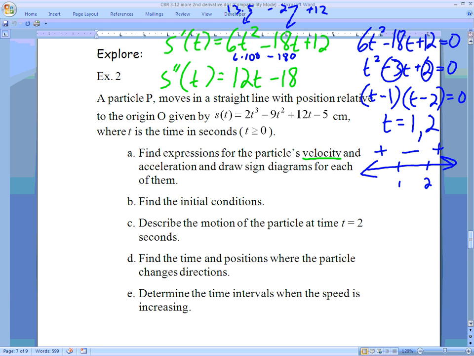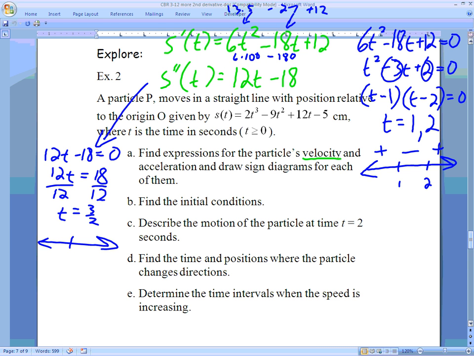For the second derivative, I'm going to do my work over here. I set 12t minus 18 equal to 0. Add 18 to both sides. I get 12t equals 18. Divide both sides by 12, and I get 1.5 or 3 halves. So I plot that on a number line. This is my second derivative here.